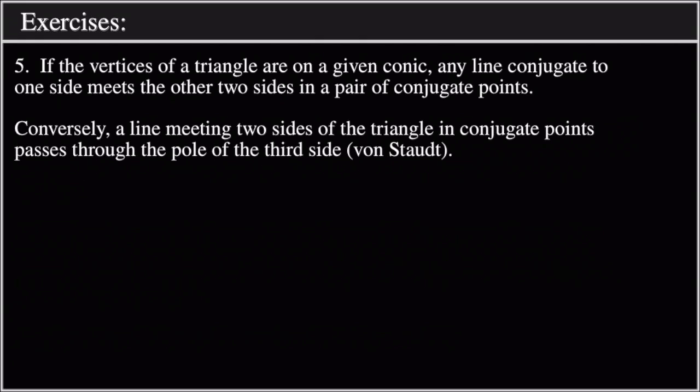5. If the vertices of a triangle are on a given conic, any line conjugate to one of the sides meets the other two sides in a pair of conjugate points. Conversely, a line meeting two sides of the triangle in conjugate points passes through the pole of the third side. Von Staudt.